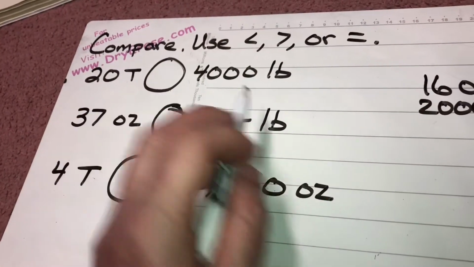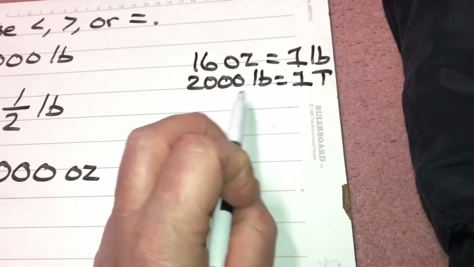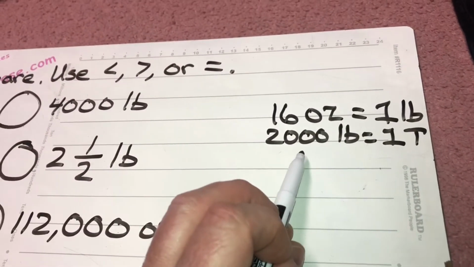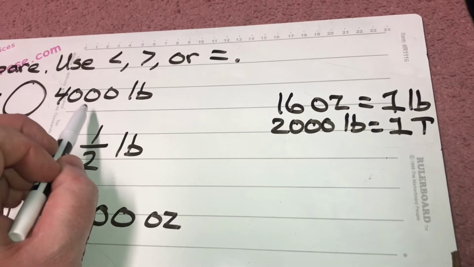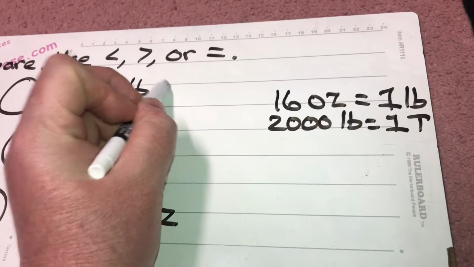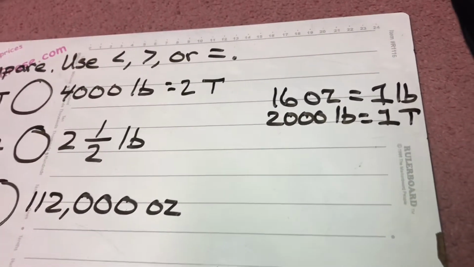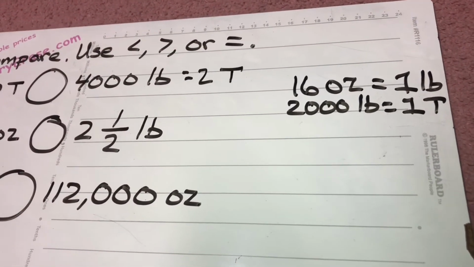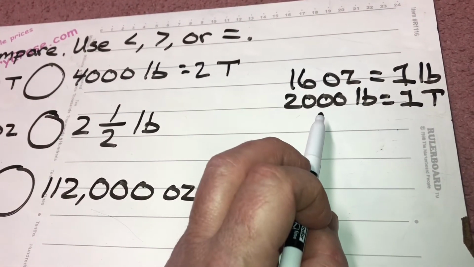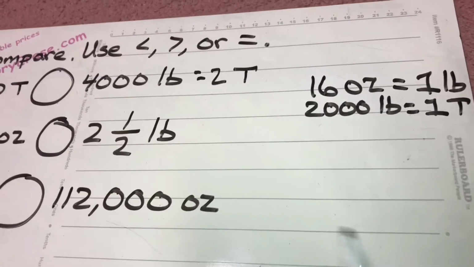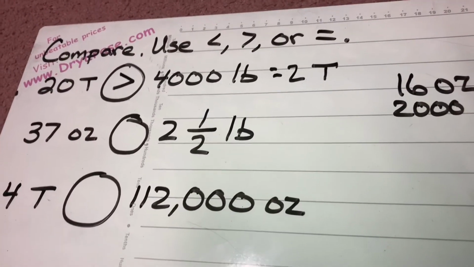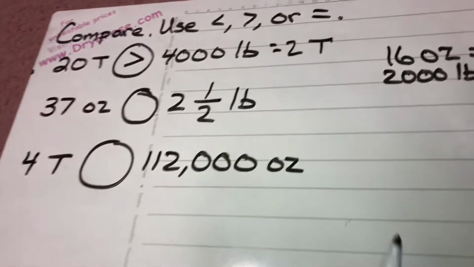20 tons or 4,000 pounds. Well, since I know that 2,000 pounds is equal to 1 ton, if I take 2,000 times 2, that's going to give me 4,000. That's not too difficult to figure out. So that tells me that this 4,000 pounds is equivalent to 2 tons. All right, because if I take 4,000 and divide it by 2,000, that's going to give me 2. We did that problem before. So that tells me that 20 tons is bigger than 4,000 pounds, which is only 2 tons.